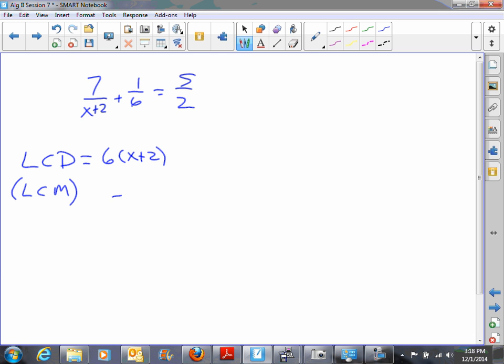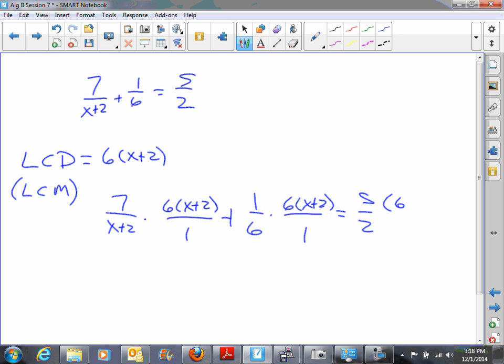So I have 7 over (x plus 2), and I'm multiplying that by 6 times (x plus 2), over 1, plus 1/6 times 6 times (x plus 2) over 1, equals 5 over 2 times 6 times (x plus 2) over 1. Now, in each case, something will cross cancel. In the first one, the x plus 2's will cross cancel because they're both factors. In the second case, the 6's will cross cancel. And in the last case, the 2 will cross cancel with the 6, leaving a 3.